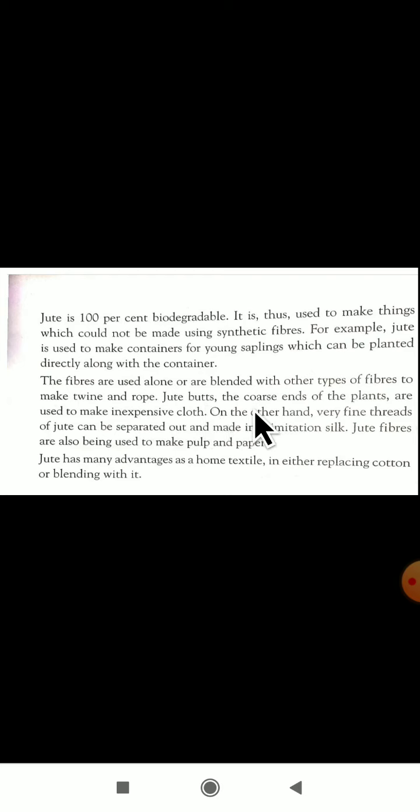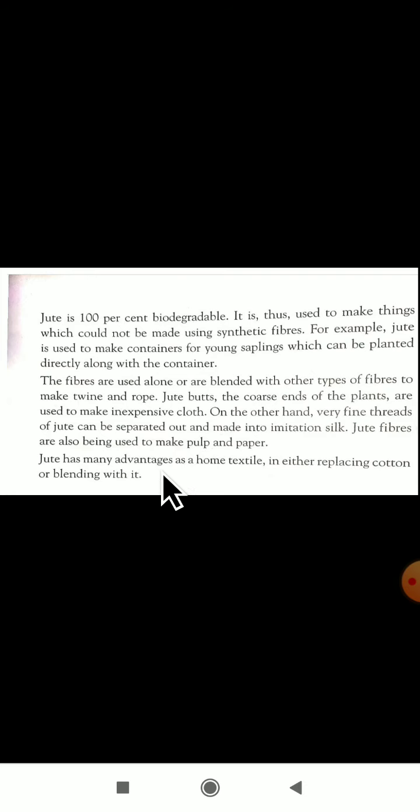Jute butts, the coarse ends of the plants, are used to make inexpensive clothes, nothing but less expensive. As I have told, it is one of the cheapest fibers. On the other hand, very fine threads of jute can be separated out and made into imitations of silk. Jute fibers are also being used to make pulp and paper. Where again are these jute fibers used? They are used to make pulp and paper.